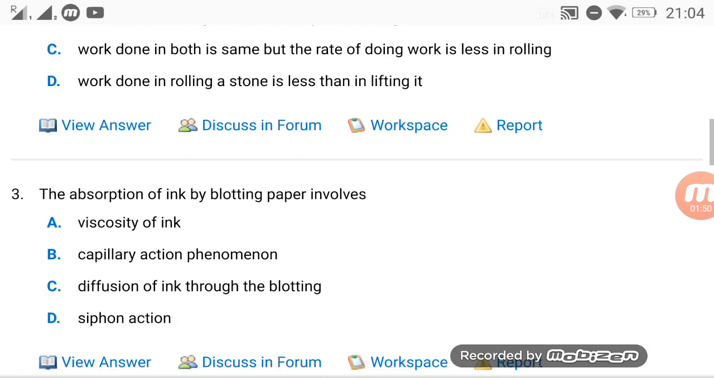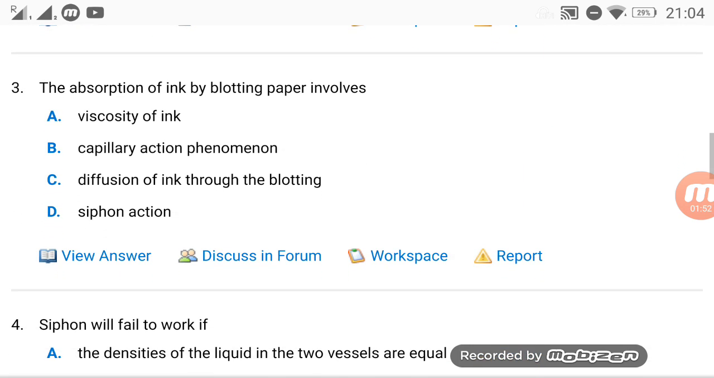Question number 3 of today's session is: the absorption of ink by blotting paper involves viscosity of ink, capillary action, phenomenon diffusion of ink through the blotting, and siphon action. So the answer of the third question is option B, that is capillary action phenomena.